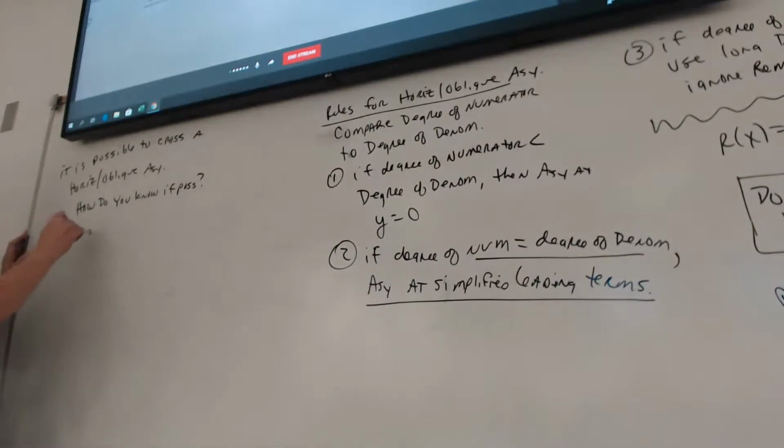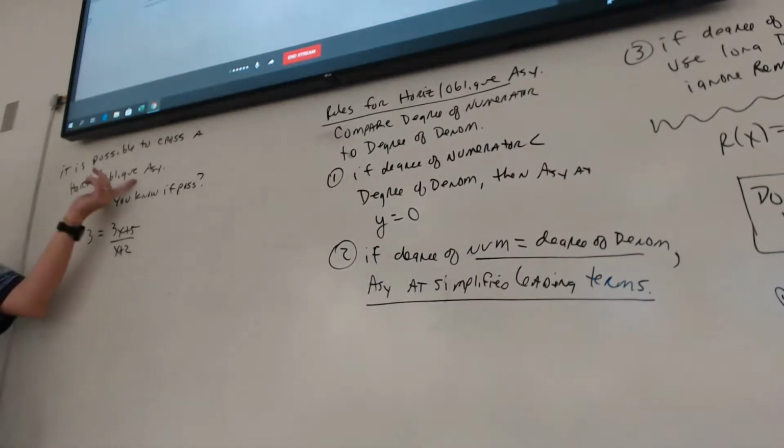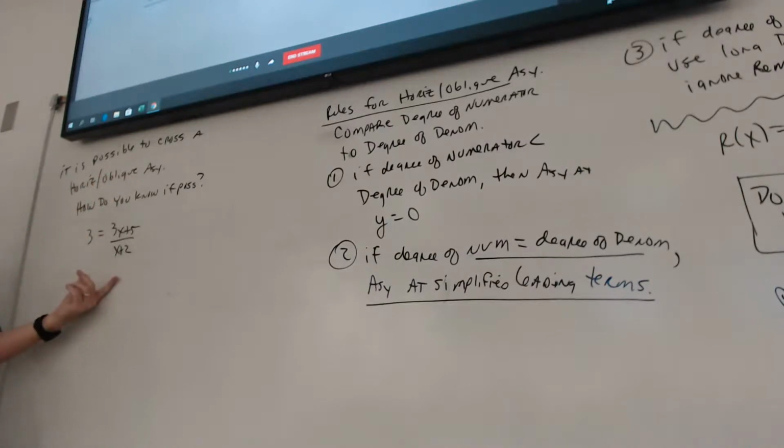So here's what you're going to do. You're going to set 3 equal to the equation (3x plus 5) over (x plus 2). Okay? We're going to solve it. We're either going to get an answer or we're going to find out it is impossible to solve. Okay? If we get an answer, then it crosses at that point. If we get an impossible solution, then it doesn't cross. Does that make sense?